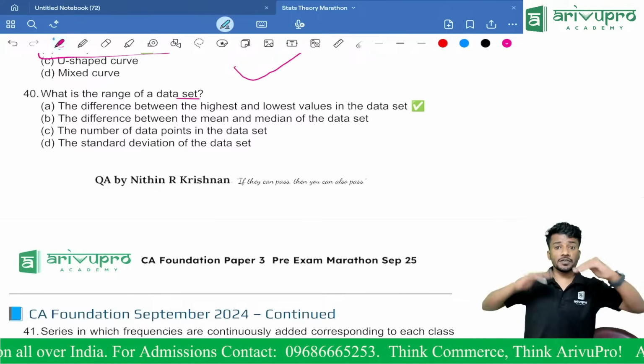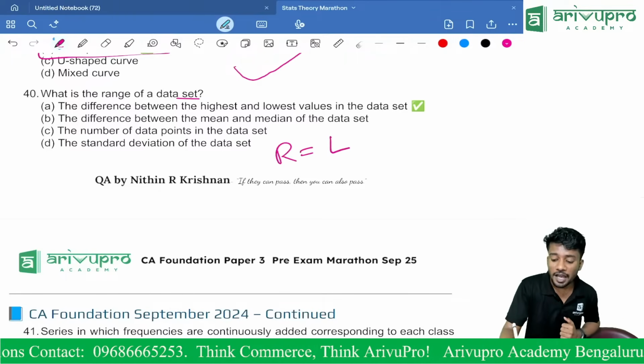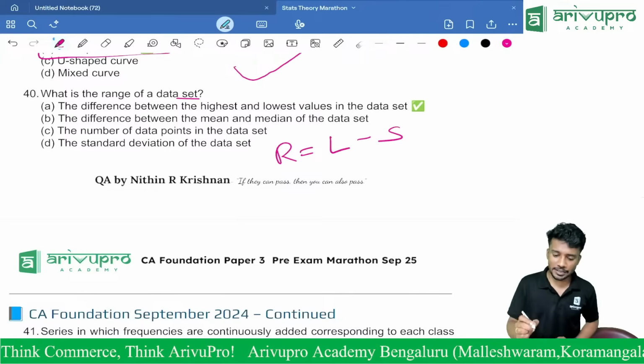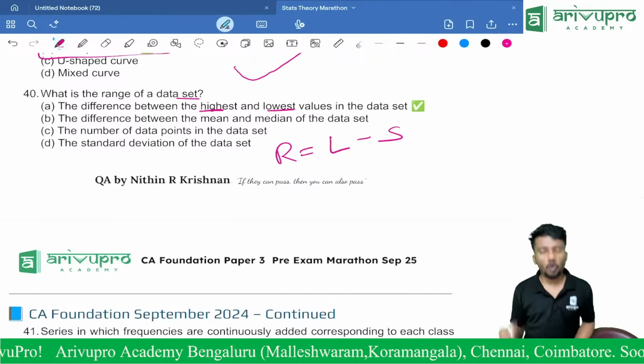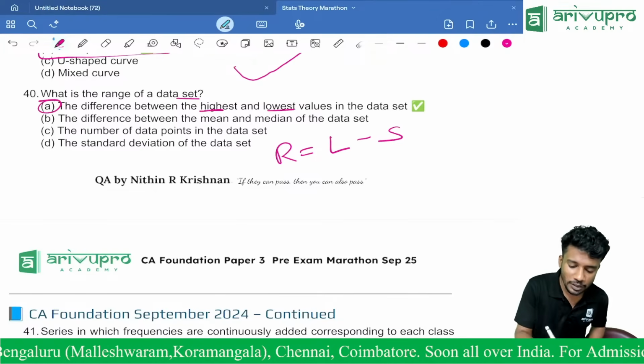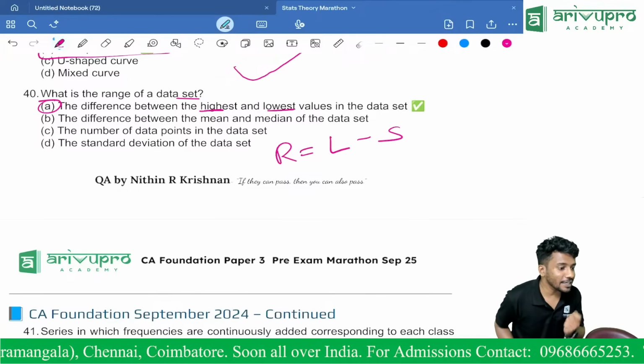Then what is the range of a data set? This is the difference between what? Range is nothing but largest minus smallest. That is, the highest minus the lowest value of a data set will give you a range. Option A is there.